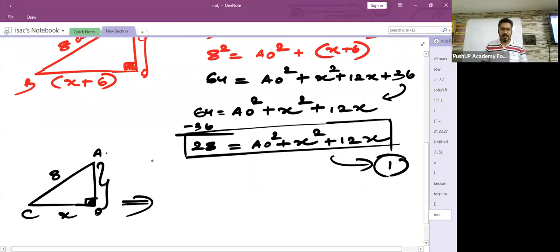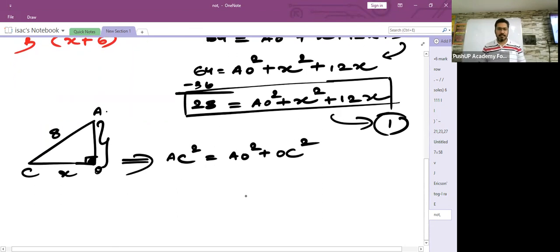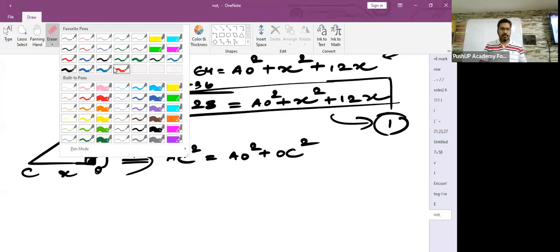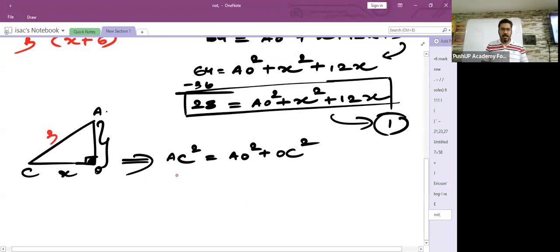Very good, Animesh. I think the answer is right. So when you apply Pythagoras theorem, you get AC square is equal to AO square plus OC square. Yes, Arun, AC is 3, sir. AC is 3. Achha, okay. Then I'll make the changes here. AC is 3. So I'll write here 3 square, which is equal to AO square plus OC, which is X, so X square.